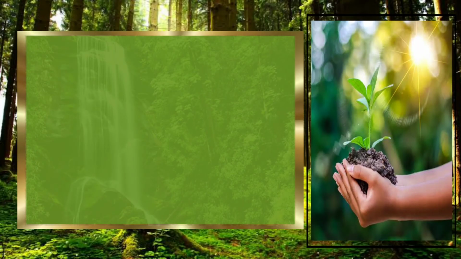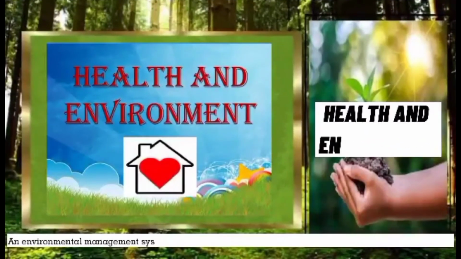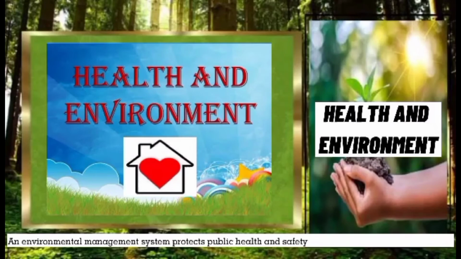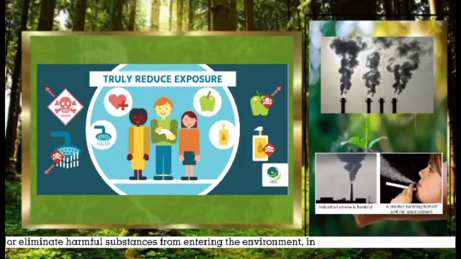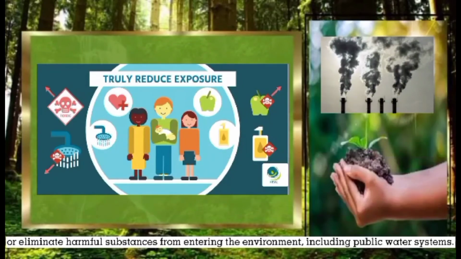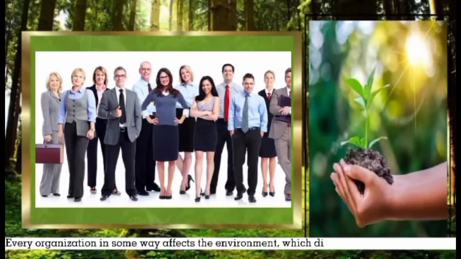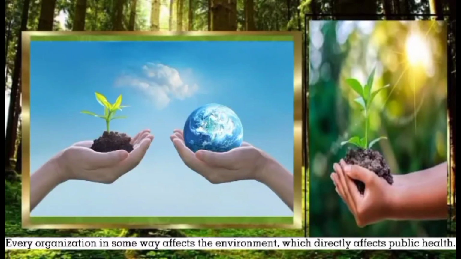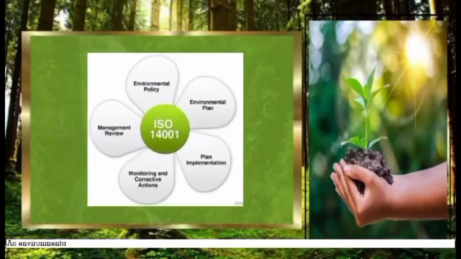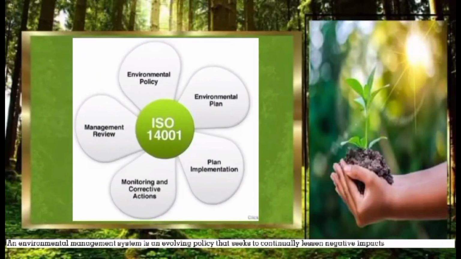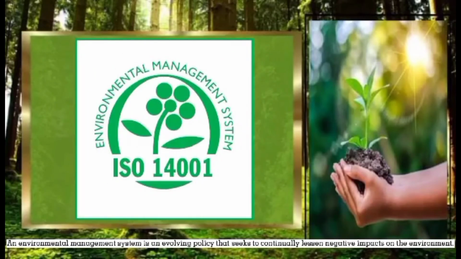And in addition, an environmental management system protects public health and safety by establishing procedures to limit or eliminate harmful substances from entering the environment, including public water systems. Every organization in some way affects the environment, which directly affects public health. An environmental management system is an evolving policy that seeks to continually lessen negative impacts on the environment.